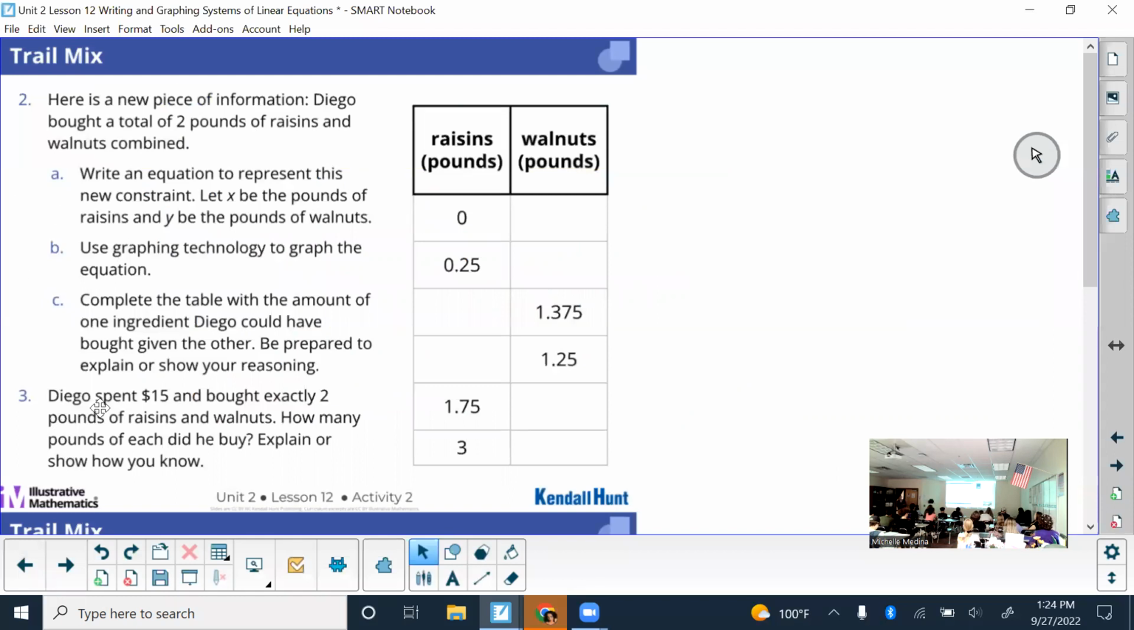All right, but here's where we left off yesterday. We finished with writing the equation to represent the new constraint of Diego buying a total of 2 pounds of raisins and walnuts combined. What was that equation?